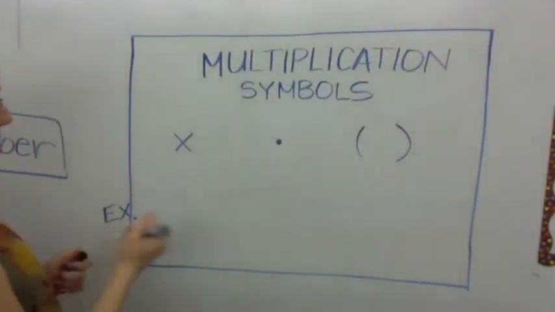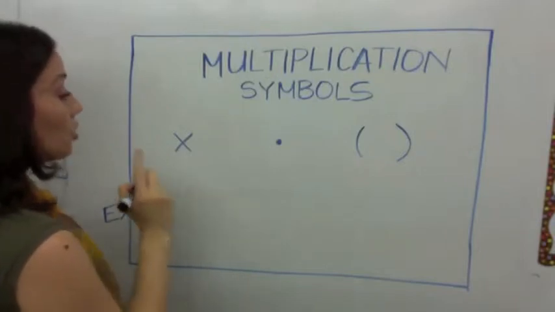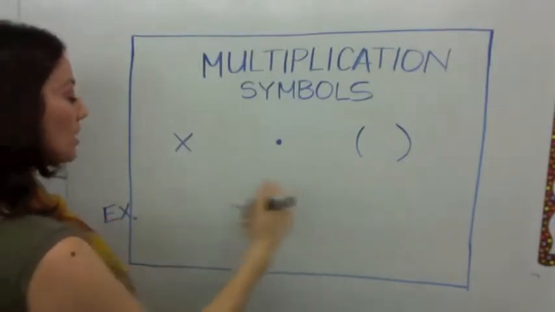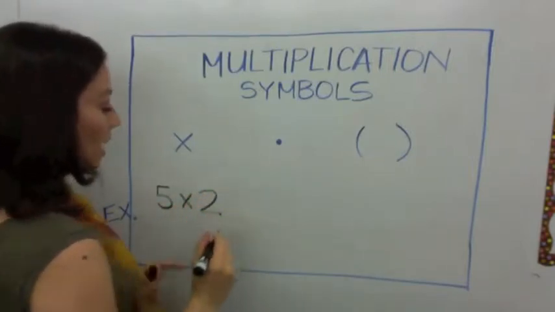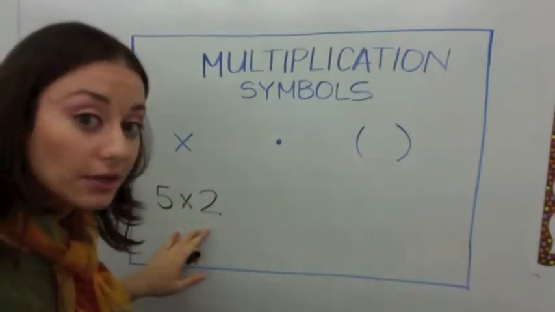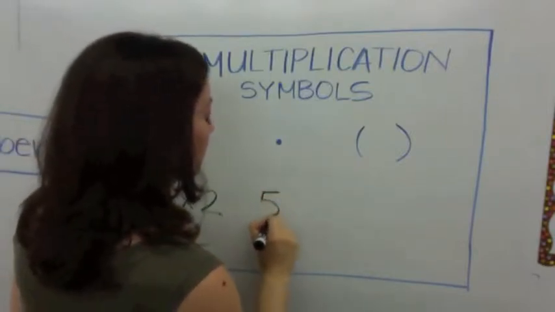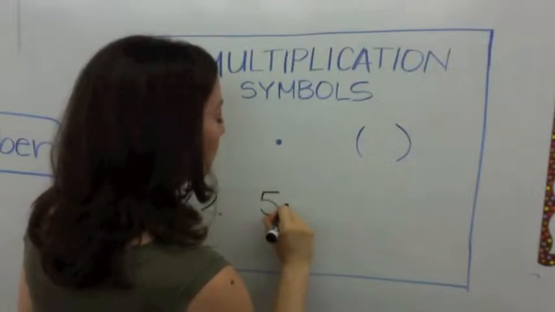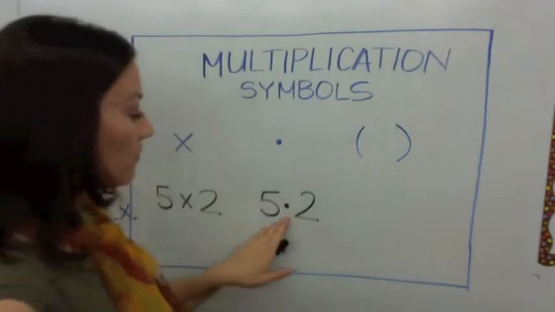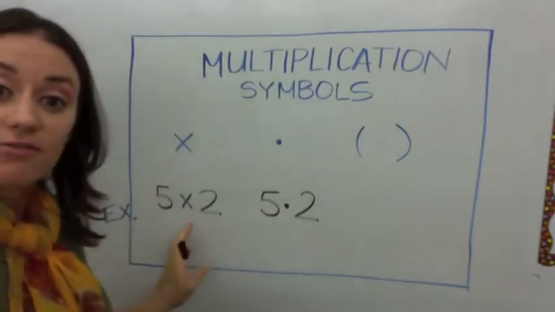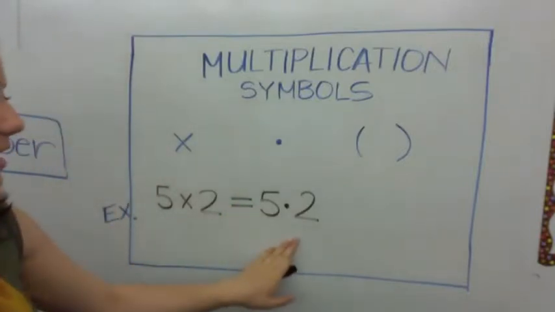So let's go ahead and do an example. We're going to take two numbers we're going to multiply. Let's try 5 times 2. You can write 5 times 2 three different ways. The first way is 5 with an x, 2. And you know that 5 times 2 is 10. Another way is 5 with a dot in the middle, and then 2. This is also saying 5 times 2. These are the same. That's 10 and that is 10.